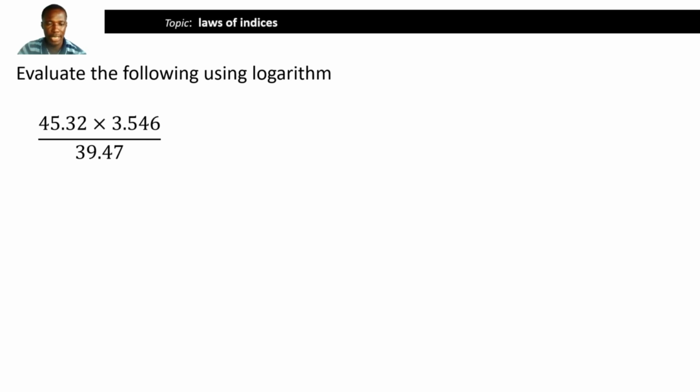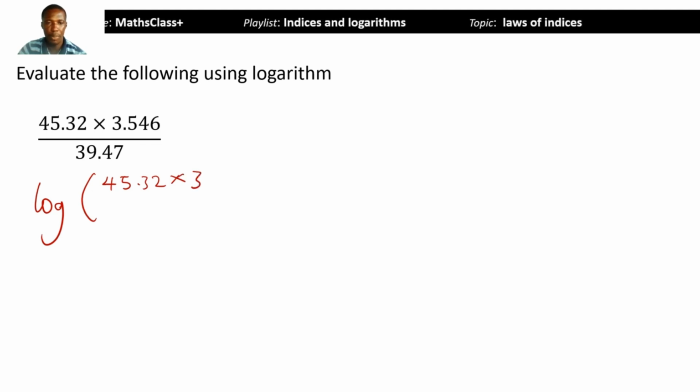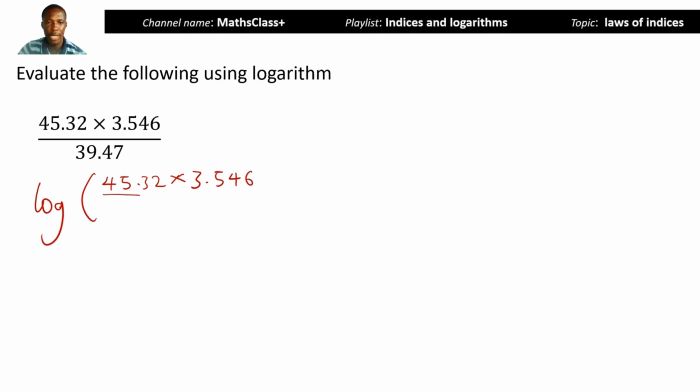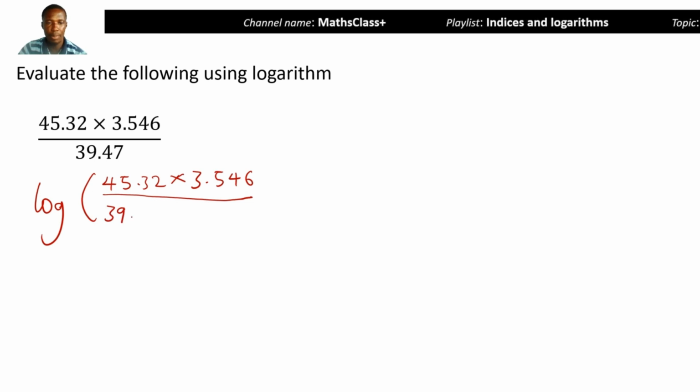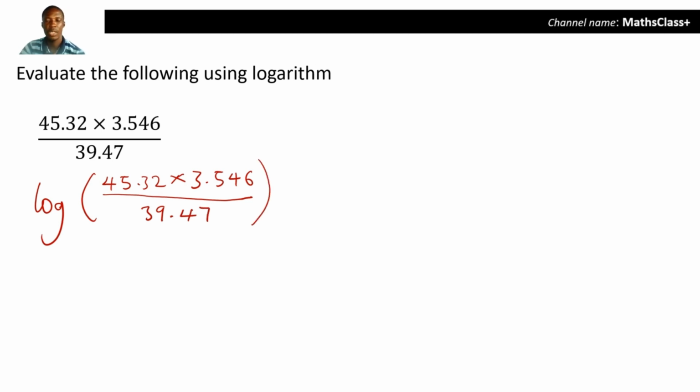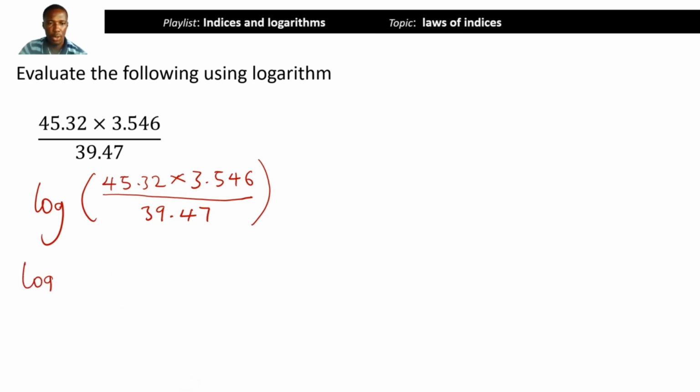We are using logarithm. So let's say log of the value given, 45.32 times 3.546, and then we are dividing this by 39.47. Okay, so it's just one value. So you are using logarithm now. Is that not so? Good. So this time, let's apply the laws of logarithm that we know. We have the numerators multiplying, and then there is a denominator. When there is a fraction, what do you remember? So this one will become log of the numerator.